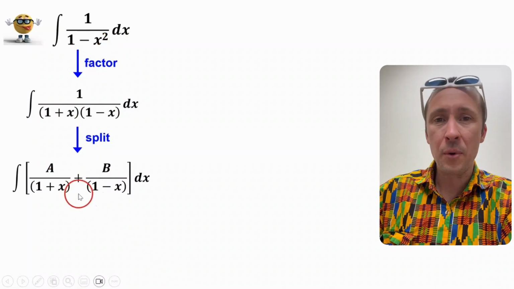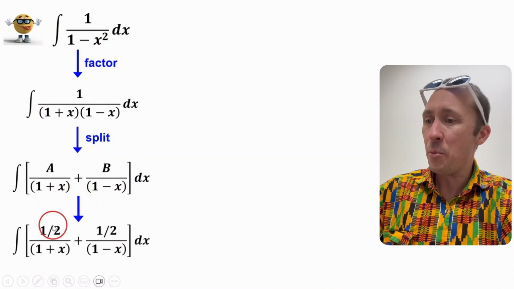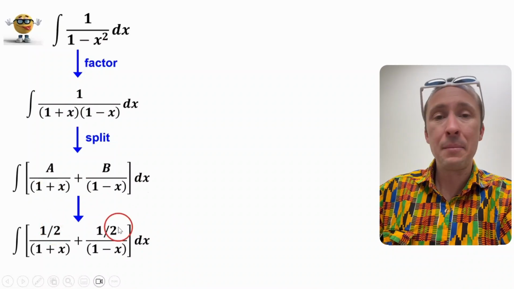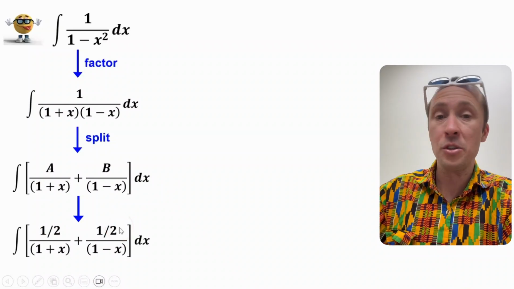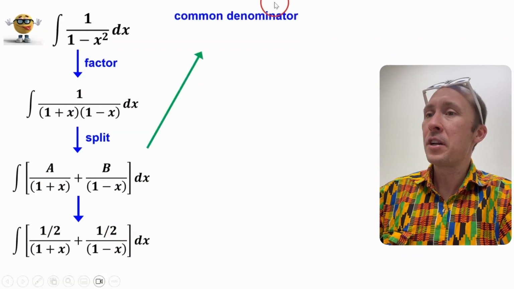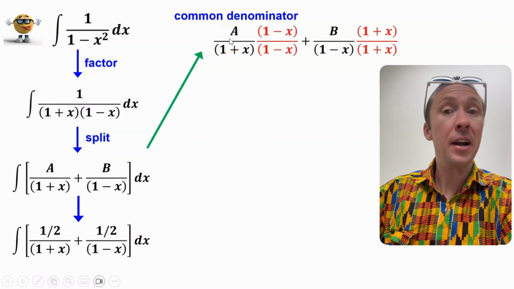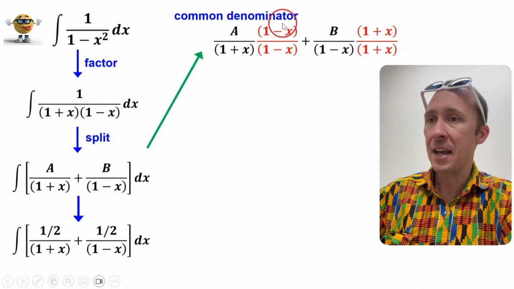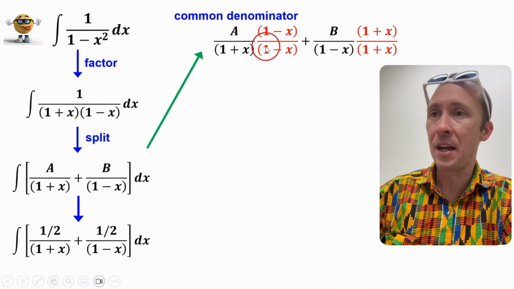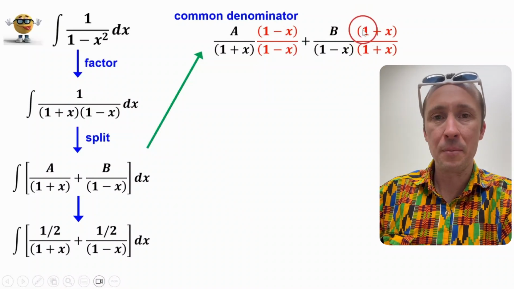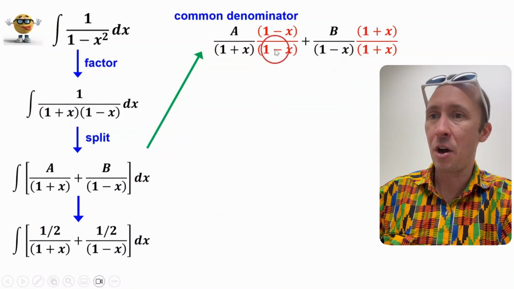Now there are shortcut ways to figure out a and b, and we're going to get a equal to 1/2 and b equal to 1/2. But let me show you the long way on how to do it so that you know every single detail. What we're going to do is find a common denominator again. So this is the common denominator, 1 plus x times 1 minus x. For the first term, we have to multiply top and bottom by 1 minus x. For the second term, we need to multiply the top and bottom by 1 plus x. That gives us the common denominator.